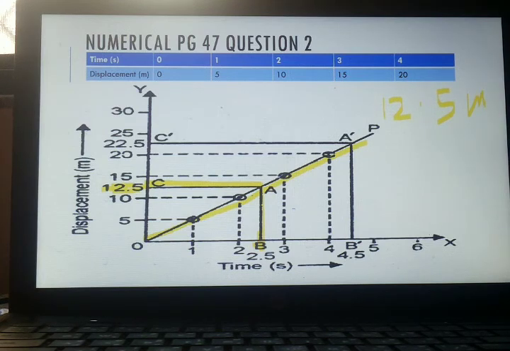Next one, we have to find displacement after 4.5 seconds as well. So again, we have to draw a line parallel to the y-axis. As soon as it reaches this point, we have to draw another line which will be parallel to the x-axis. Over here, you will be getting 22.5. This can be plotted with the help of a graph. If you draw it with the help of a graph, you will be able to understand quite easily. So displacement after 4.5 seconds is 22.5 meter.